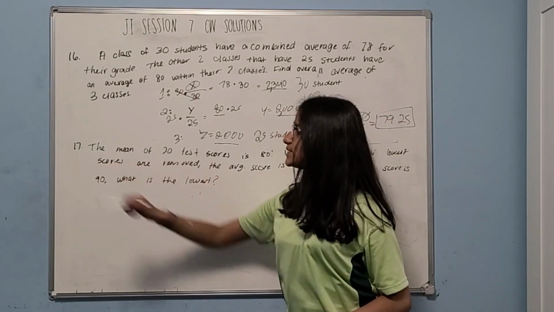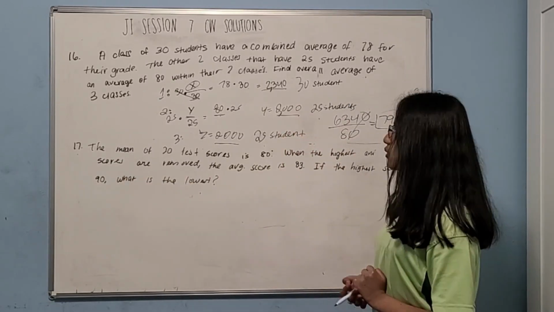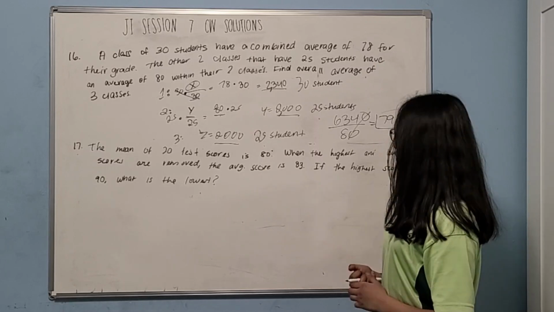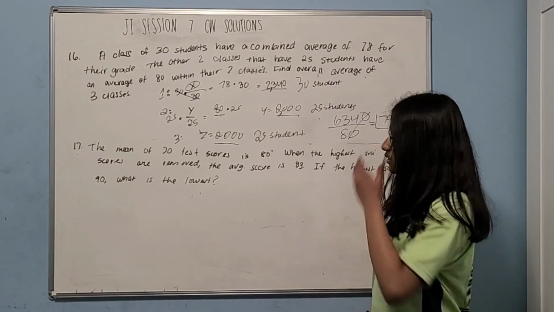And then for 17, the mean of 20 test scores is 80. When the highest and lowest scores are removed, the average score is 83. If the highest score is 90, what is the lowest?